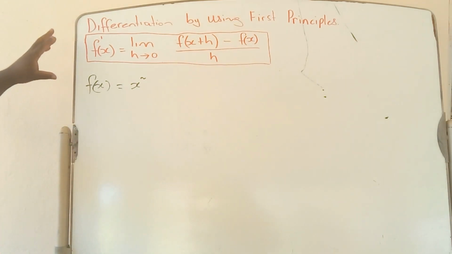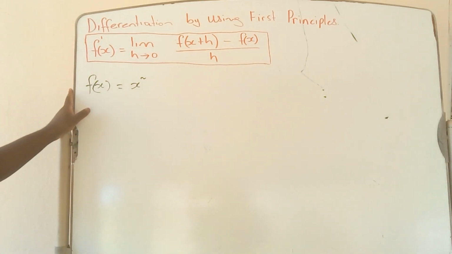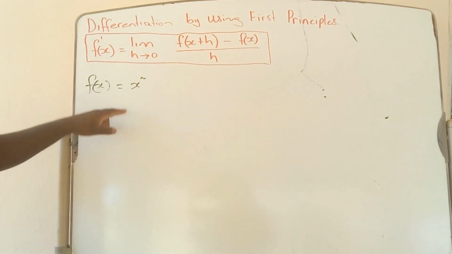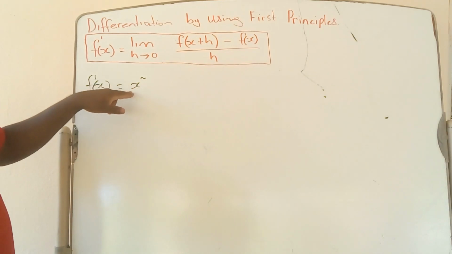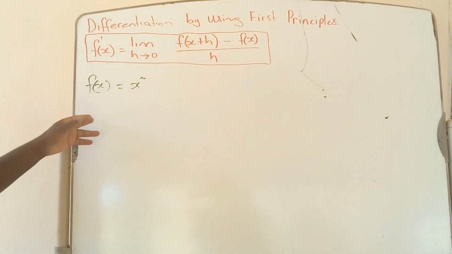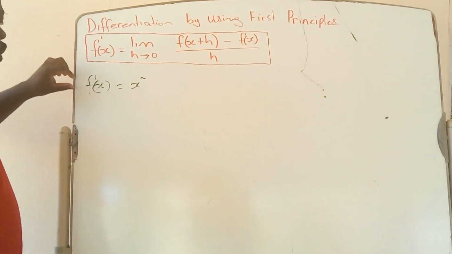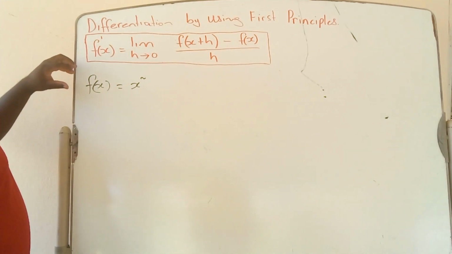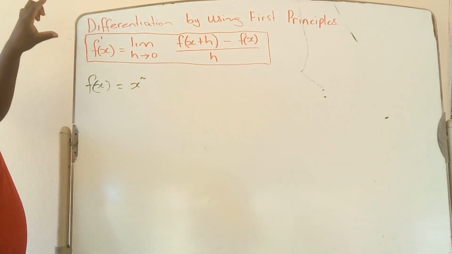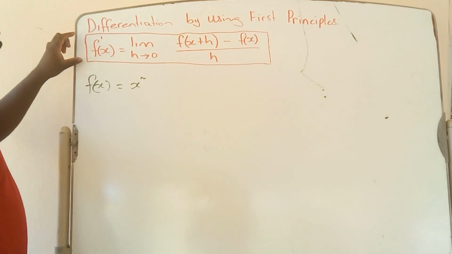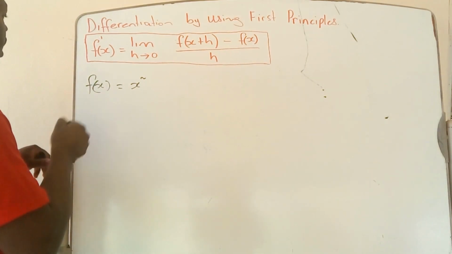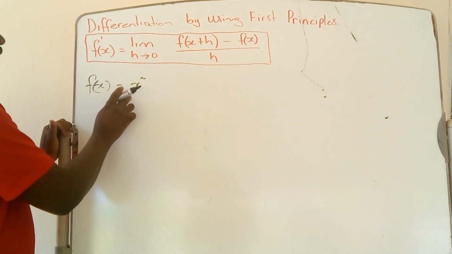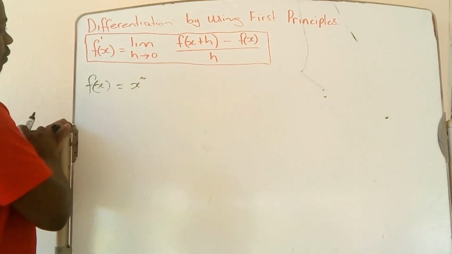Now, one beautiful thing about using the first principle is that you can always check the answer by differentiating the function with the power rule. If we use the power rule to differentiate this, we know our answer must be 2x. But I am going to show you how you use the first principle to differentiate x squared. So now, we have f of x is equal to x squared, right?